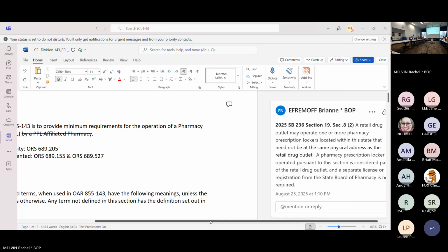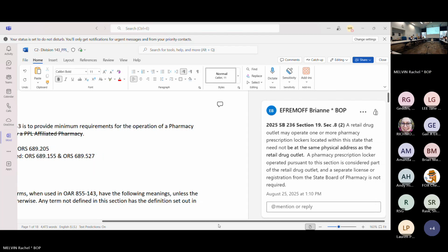Board Member Patel? Board Member Patel: In this section, in the comment, it is part of the retail drug outlet. I think the PPL definition, according to statute, is that it is a part of the will call area of the retail drug outlet. What I mean is, we have the outlet, then we have the will call area, and the way I see it, the PPL pharmacy locker is a part of that will call.